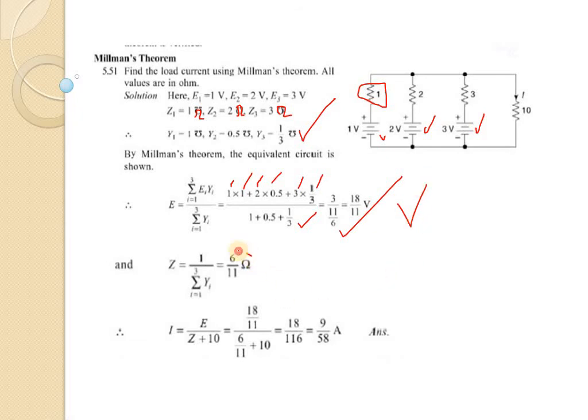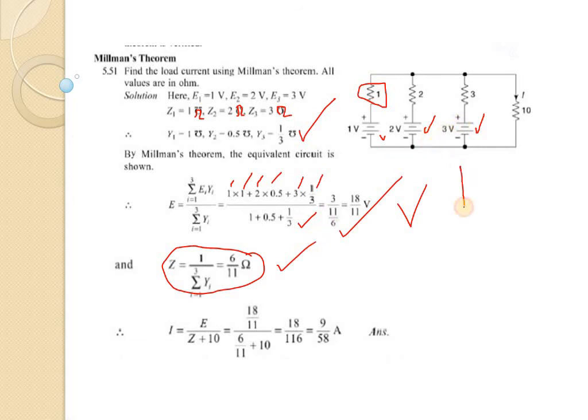Now we have to calculate the total Z, which will be the summation of 1 by Yi. So here we sum up 1 divided by 1 plus 1 by 2 plus 1 by 3, and we get 1 by 11/6, that means 6 by 11. So that is the Z value we are getting. From there we can easily calculate the value of current.